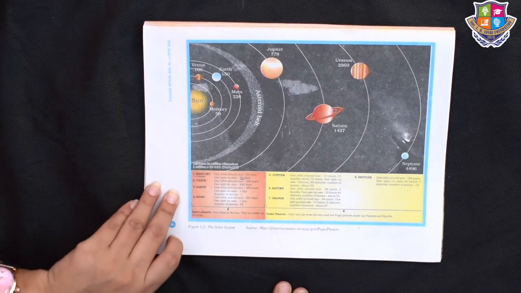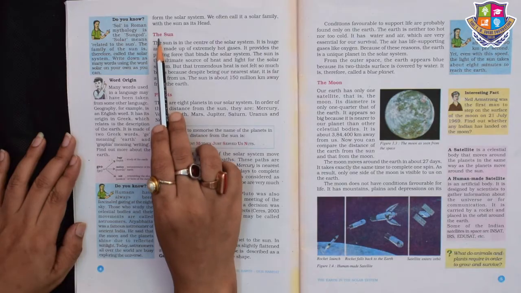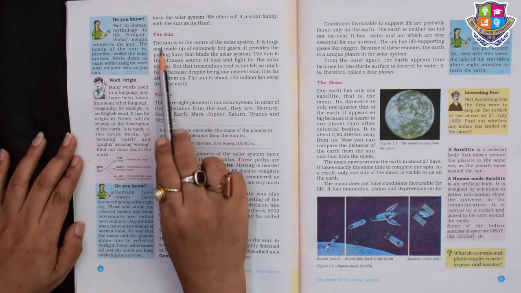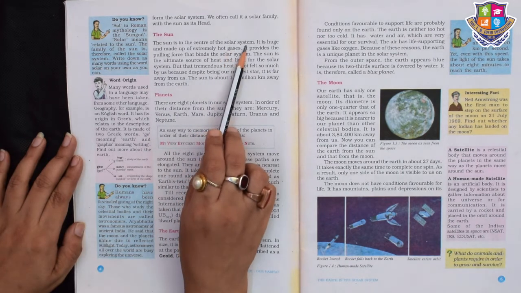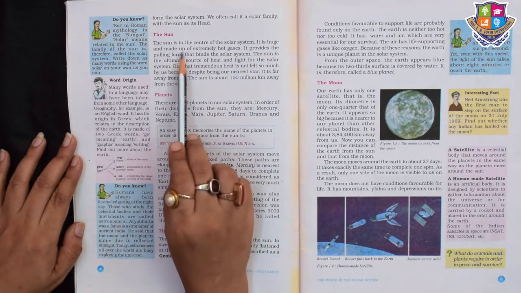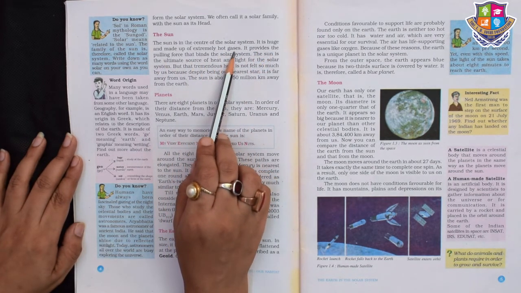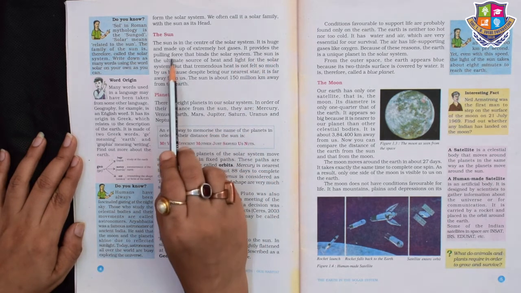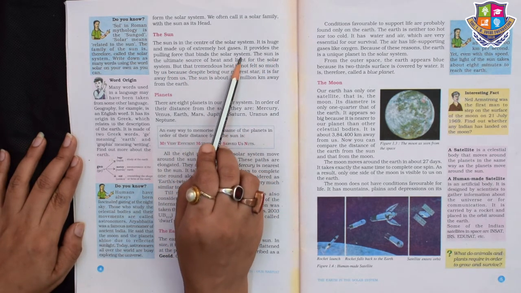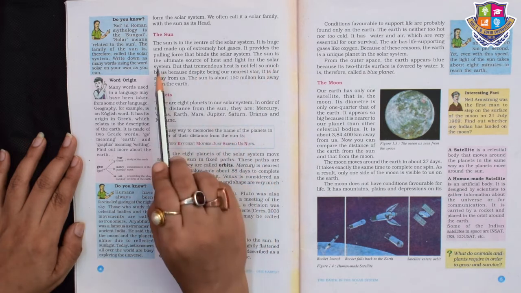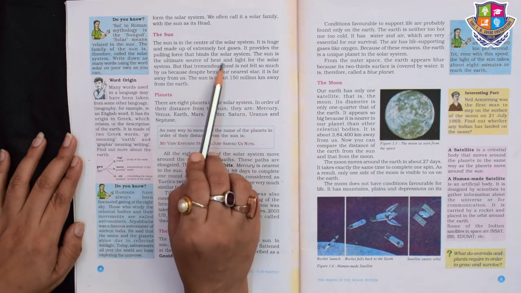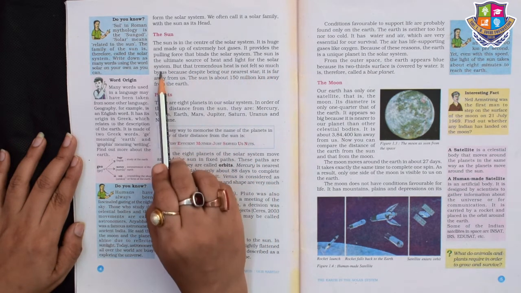Now let's move on to the next topic. So the first is the sun. The sun is in the center of the solar system. It is huge and made up of extremely hot gases. It provides a pulling force that binds the solar system. The sun is the ultimate source of heat and light for the solar system.